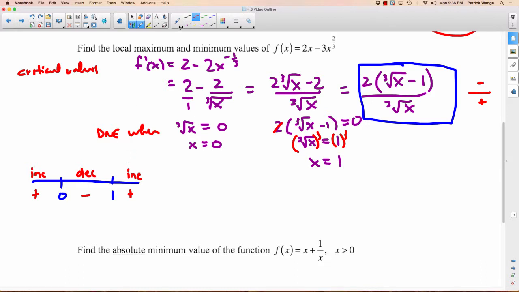Okay, now we can say whether it's maximum or minimum. It goes from increasing to decreasing here. Well, increasing to decreasing means maximum right here. It goes from decreasing to increasing here. What's that mean? It means minimum here.